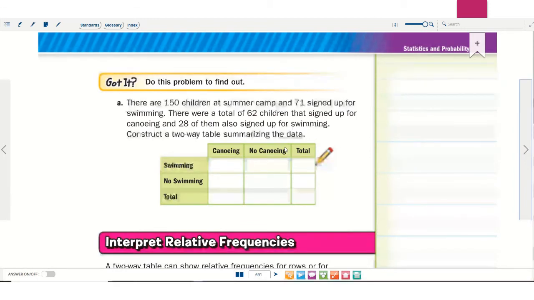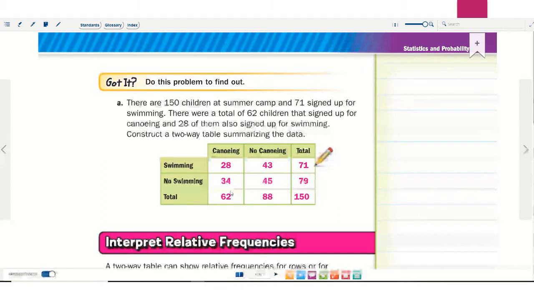So you can see with Got It Problem A, they have already set up the table for you. We're looking at children that swim and don't swim, children that canoe and no canoeing. So go ahead and look at your numbers at the top and the information they gave you. Take a minute, plug those numbers in, pause the video, complete the table. When you're finished, come back and I will have the answers for you.